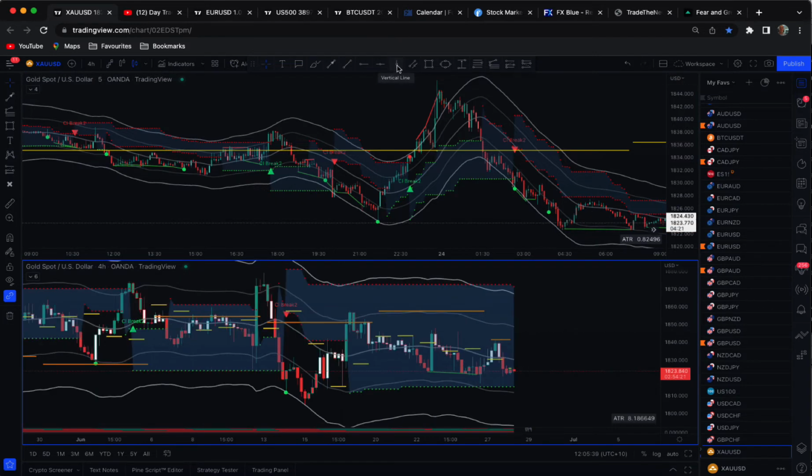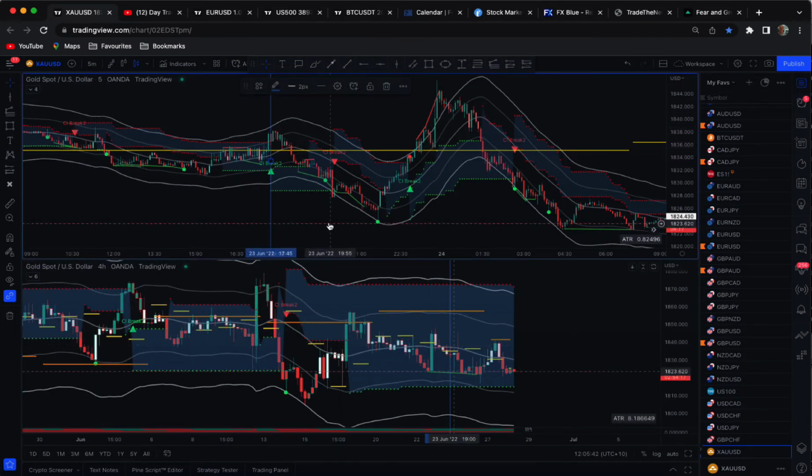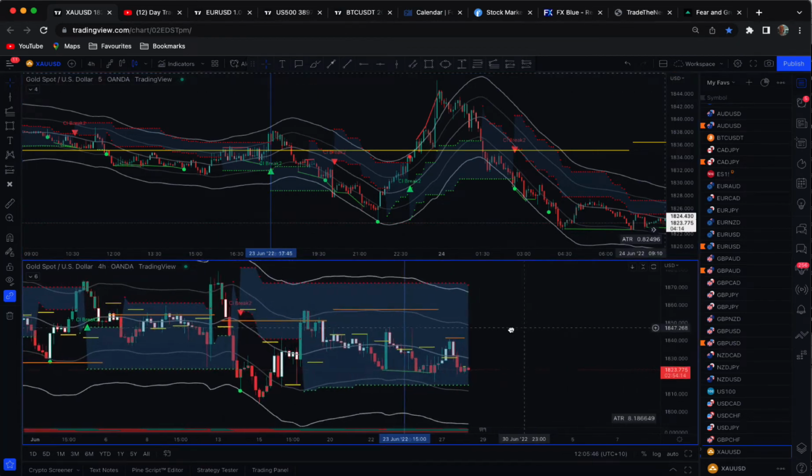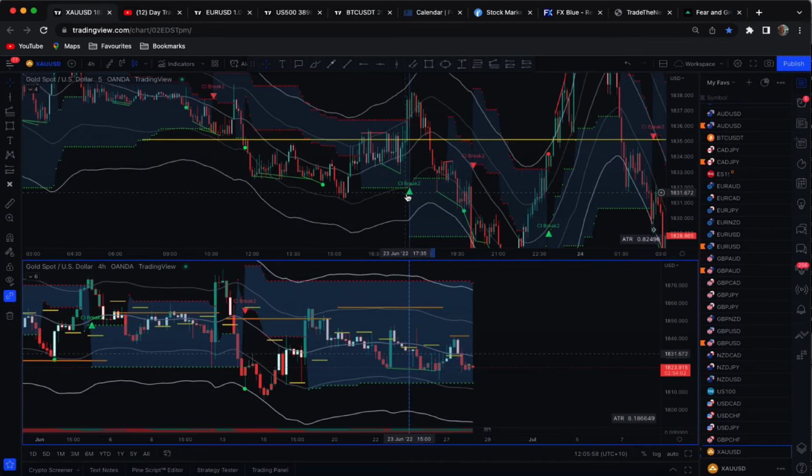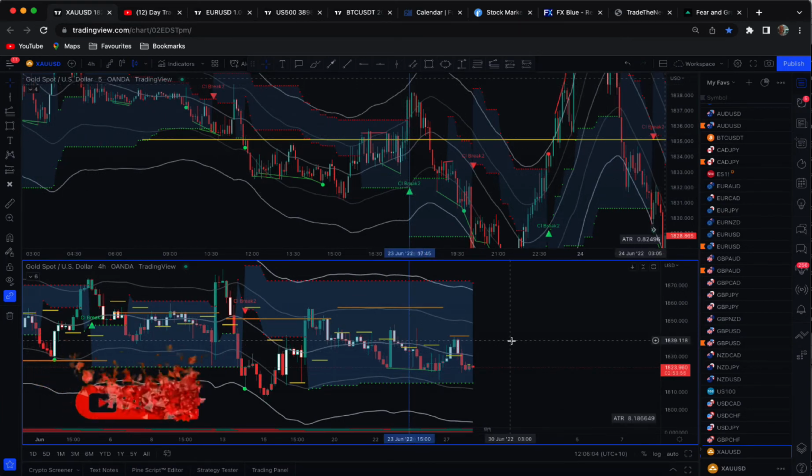I'll mark up this buy. You can see it's marked up on both charts. Rules of engagement, if you want. Okay, so you can do this. There's a breakout signal. That's just a stop run. That's all it is. You want to have a look at the 4-hour chart.